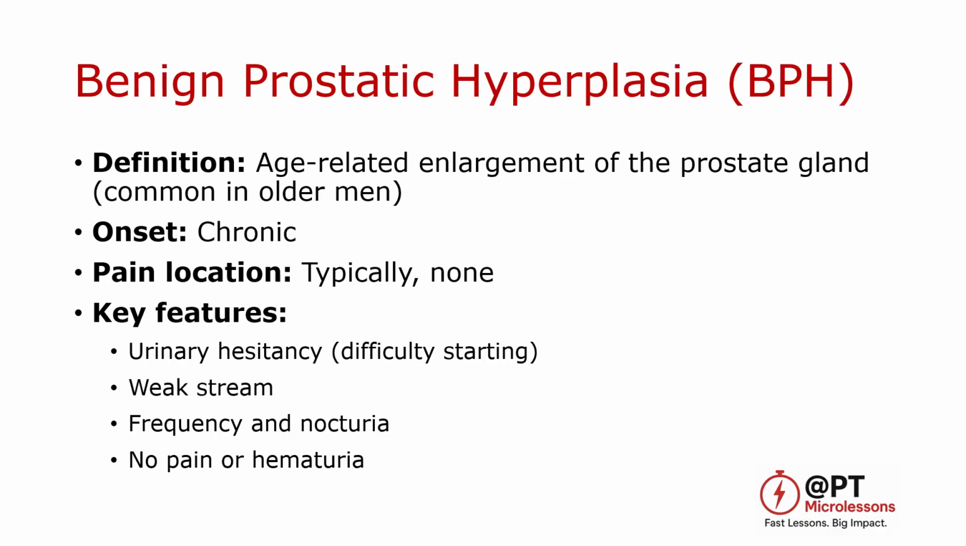Let's take a look at benign prostatic hyperplasia, or BPH. This is an age-related enlargement of the prostate, commonly seen in older men, and presents as a chronic condition. What's important to understand is that symptoms are due to urethral compression, not inflammation. Patients typically report difficulty starting urination, a weak stream, and increased frequency, especially at night. A key feature to remember, pain and hematuria are not typical, which helps distinguish this from other conditions. The triad is painless urinary hesitancy, weak stream, and nocturia.